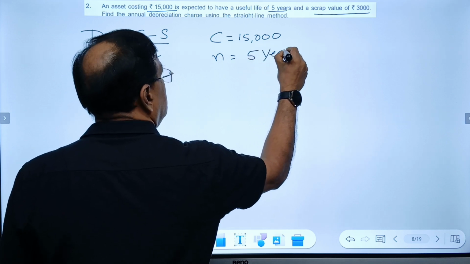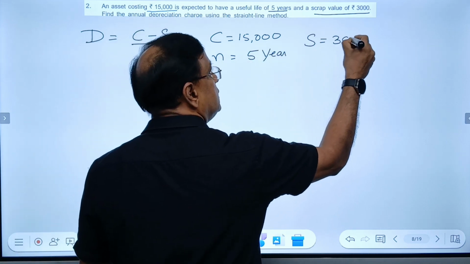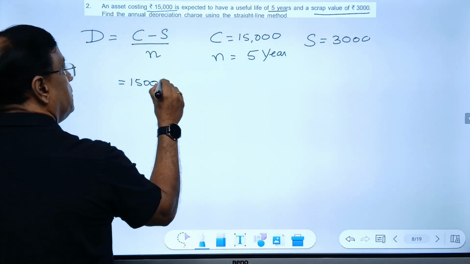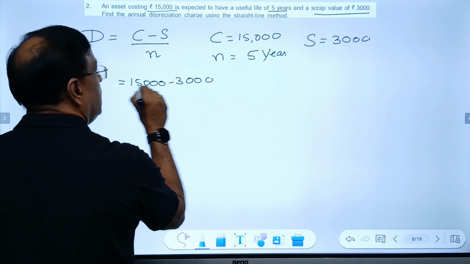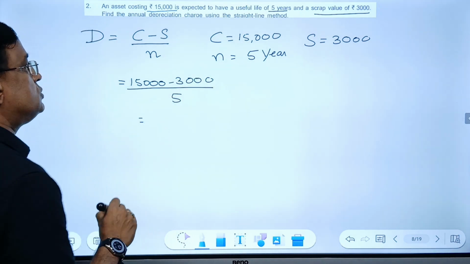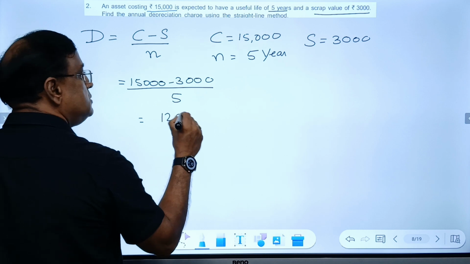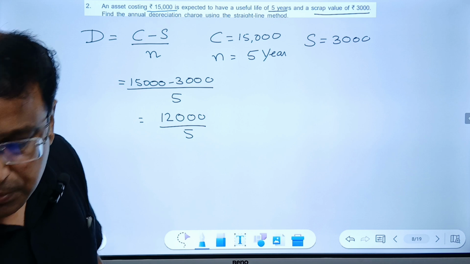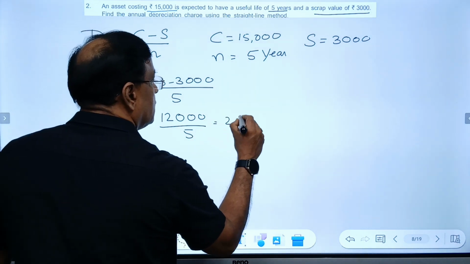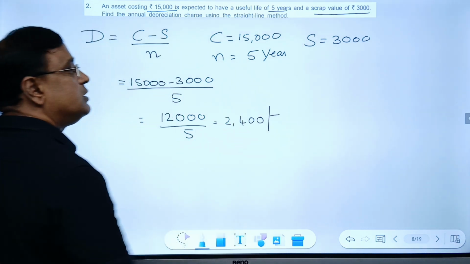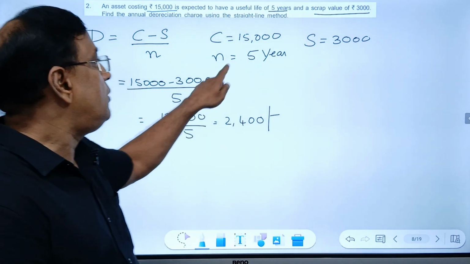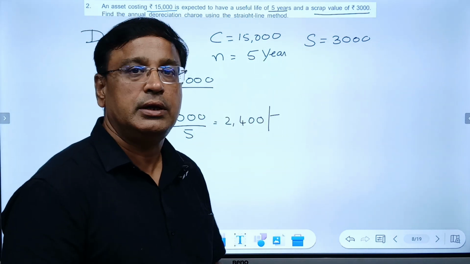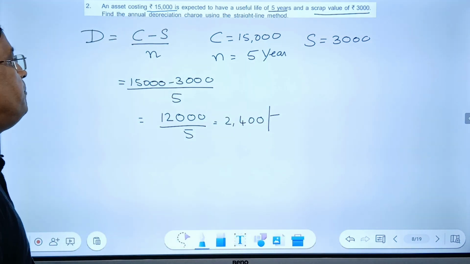And what is my scrap value? Scrap value is 3,000. So take all this and substitute here. You get 15,000 minus 3,000 divided by 5, which is effectively 12,000 divided by 5, and your calculation works out to be 2,400. So every year it undergoes a depreciation of 2,400 for 5 years, and after that no more depreciation. You call it a scrap value.